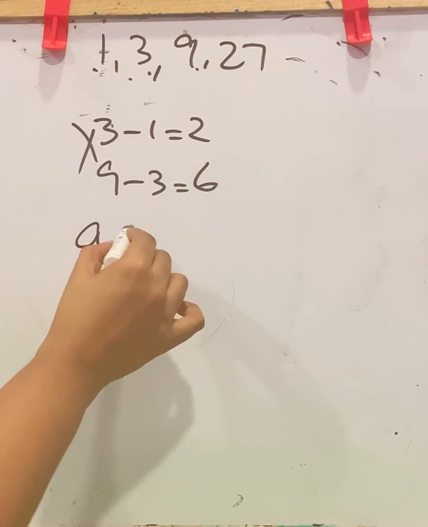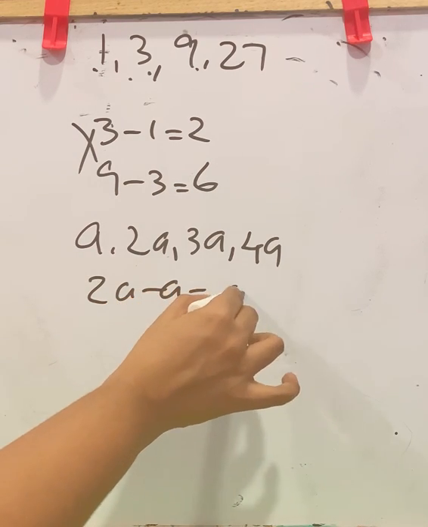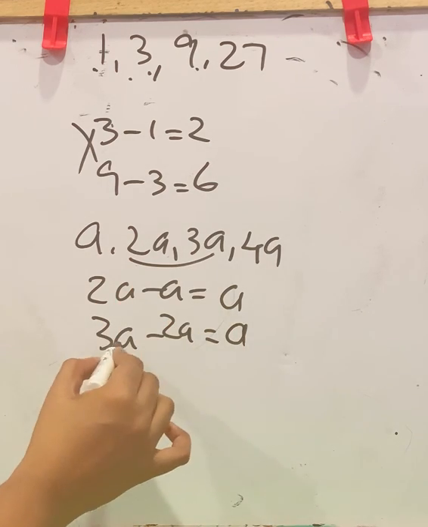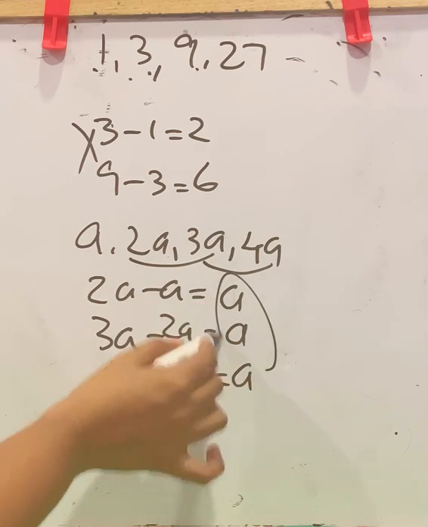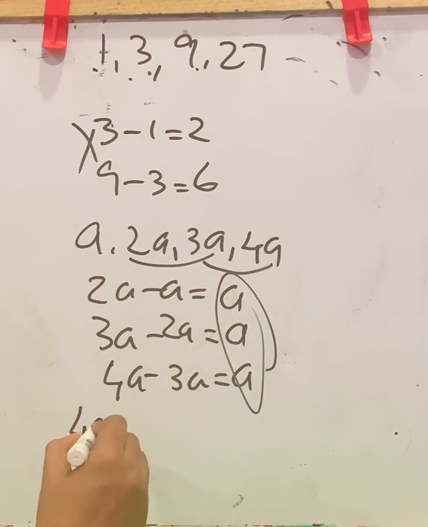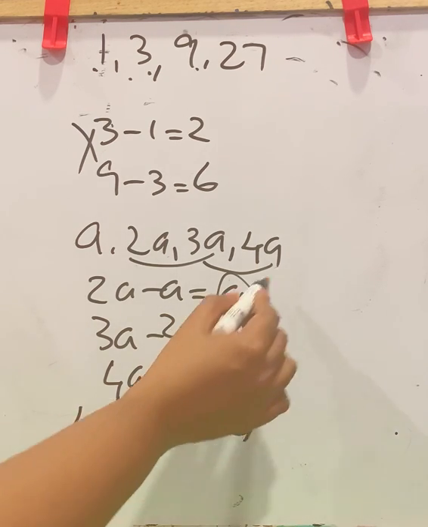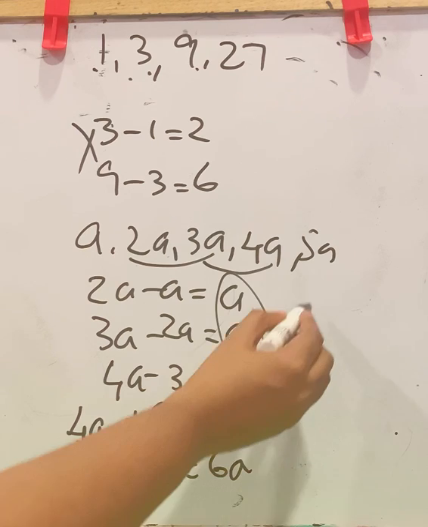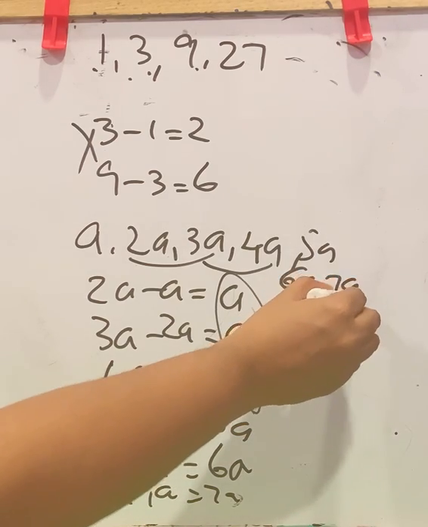Next, A, 2A, 3A, 4A. 2A minus A, A. 3A minus 2A, again 1A. 1A means A. 4A minus 3A, again 1A, that is A. So, the differences are the same. It is the common difference. So, this is an AP. Next term will be 4A plus the common difference A, 5A. 4A plus a single A is 5A. The other one will be 5A plus A, that is 1A, 6A. Now next is 6A plus 1A, 7A. These are the three terms.